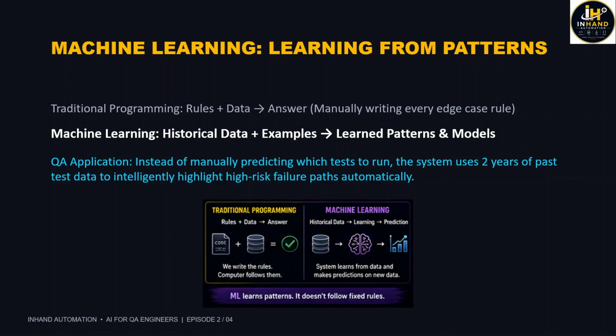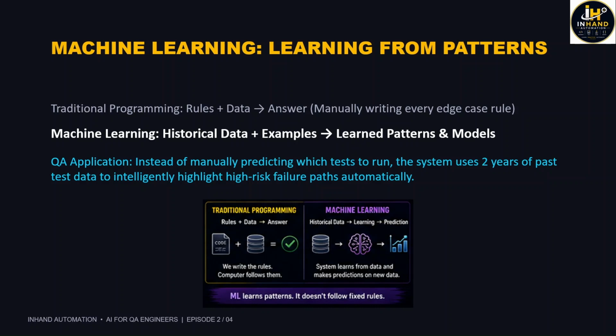This idea is machine learning. So, in simple terms, if we conclude, machine learning allows a system to learn patterns from data and use those patterns to make a prediction or decision. This is a very important difference.